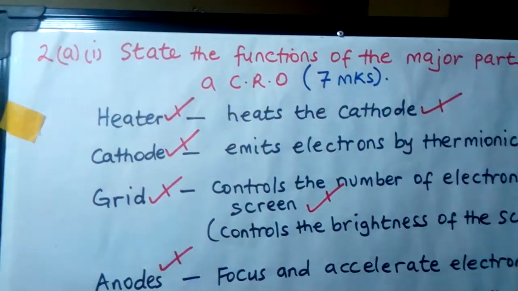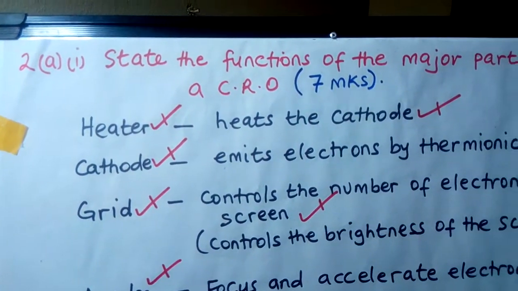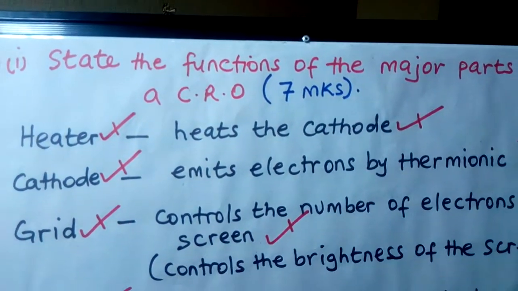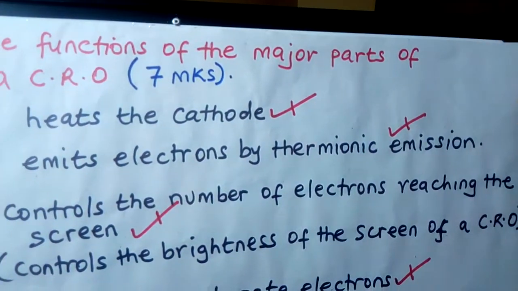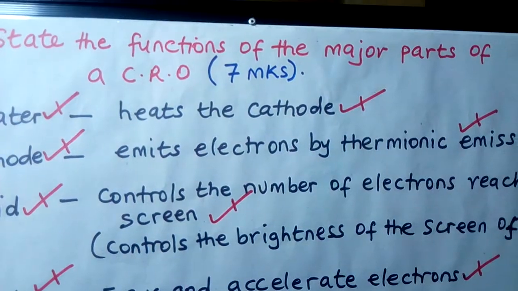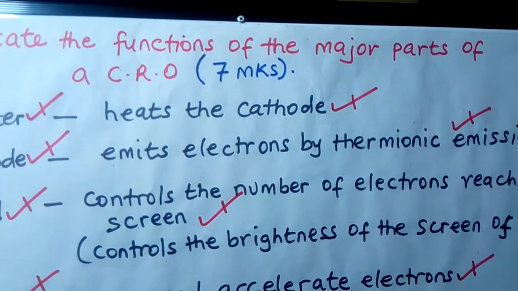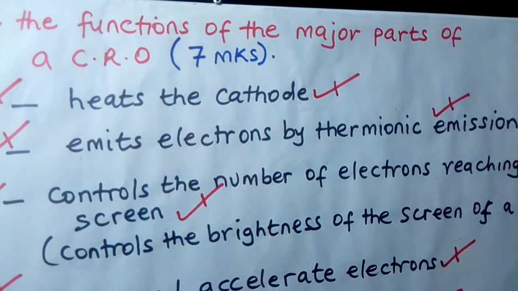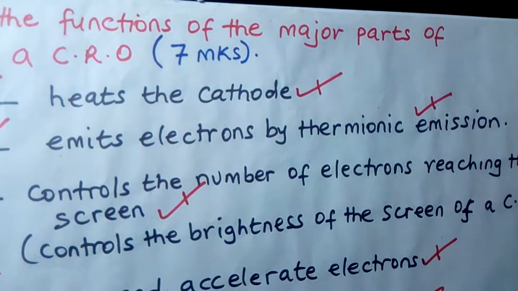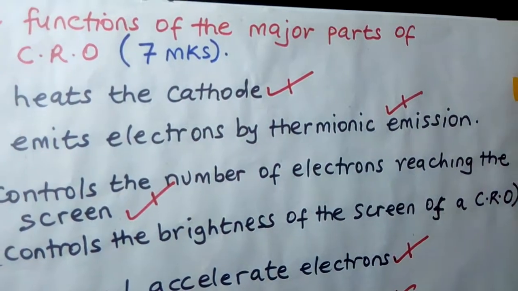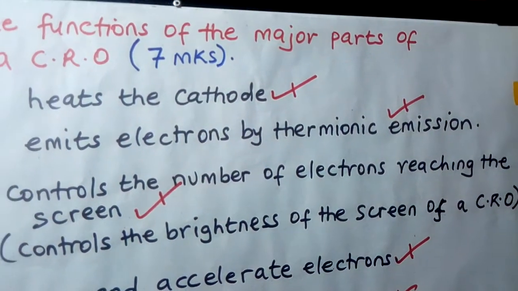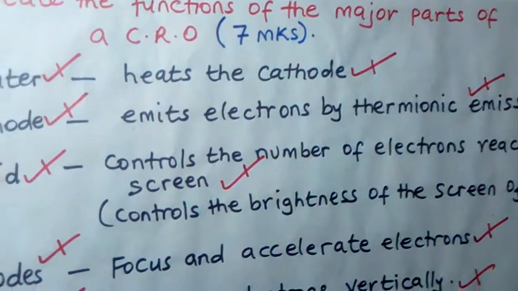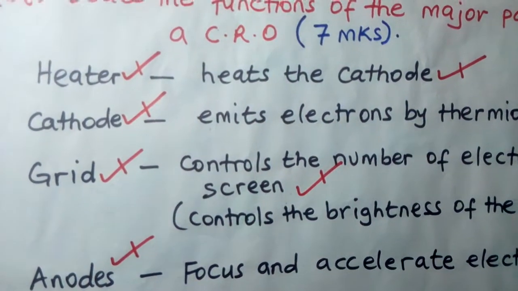So now question 2A, Roman 1 says, state the functions of the major parts of a cathode ray oscilloscope, 7 marks. In this question, you first need to mention the major parts and then mention the functions. So here are the major parts, as we have just talked about.